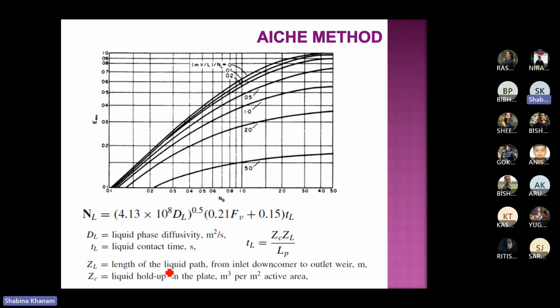ZL is the length of the liquid path from inlet downcomer to outlet weir, and ZC should be the liquid hold up on the plate, that is meter cube per meter square active area. That liquid hold up will depend on the type of plate. As we have a change in the geometry of the plate, we can have different ZC values.